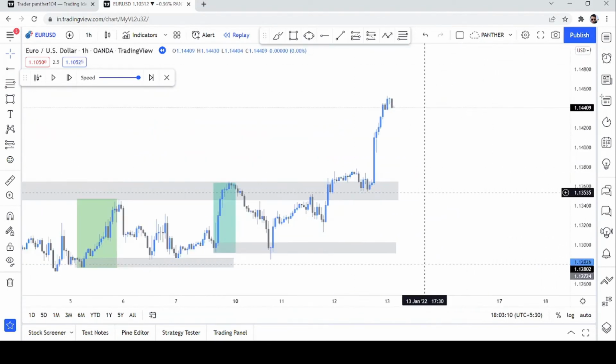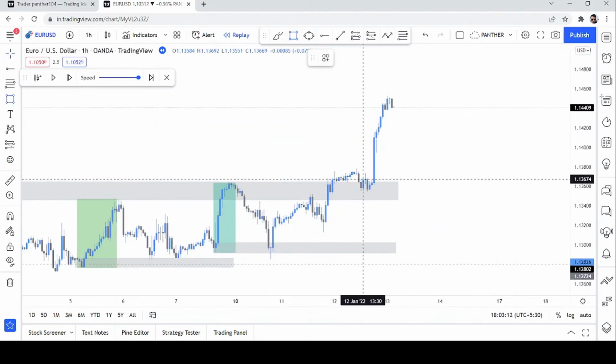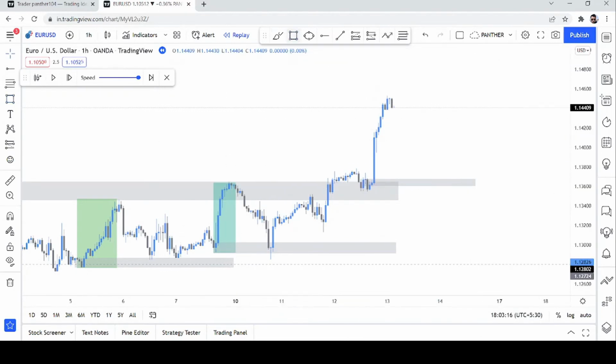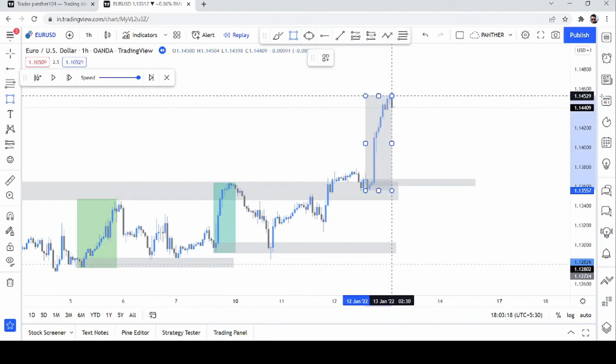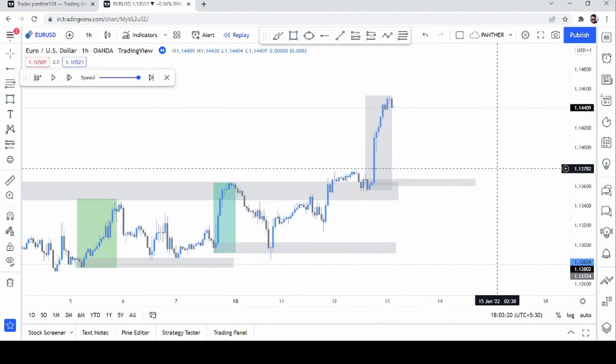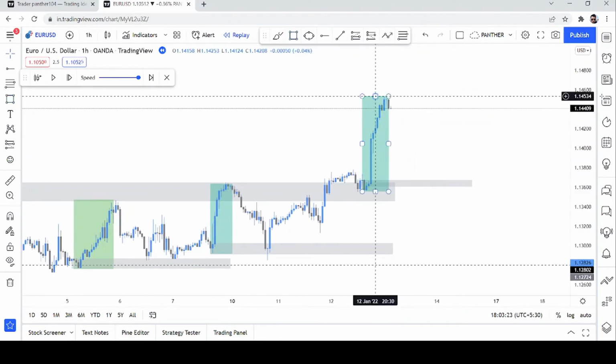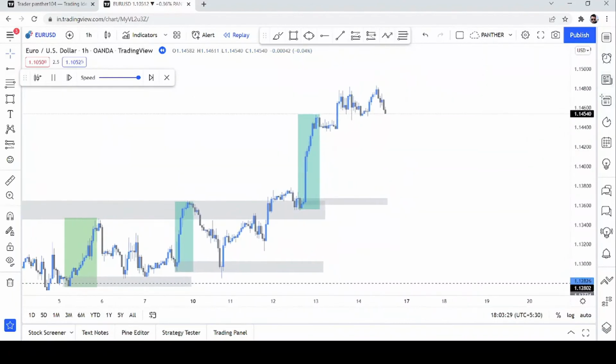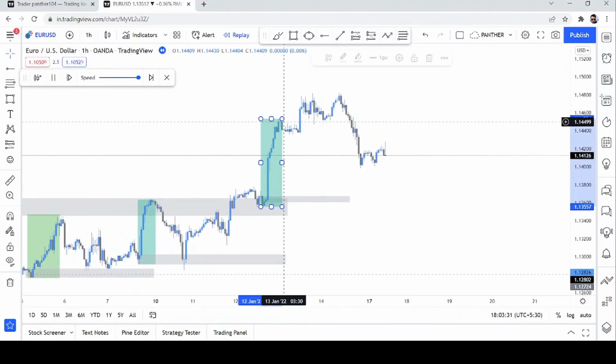Again, we have a break of structure. Where is our next zone? Here. Where is your first box? Right here. Expectation when price comes to this, price is going to target this. This is how in any of the areas you can try to involve yourself.